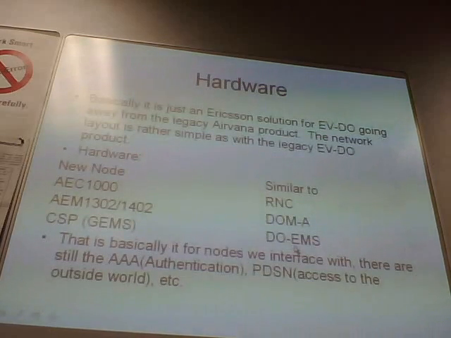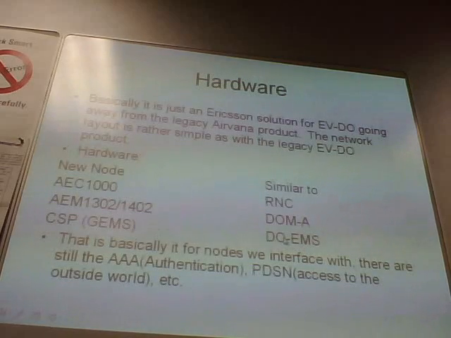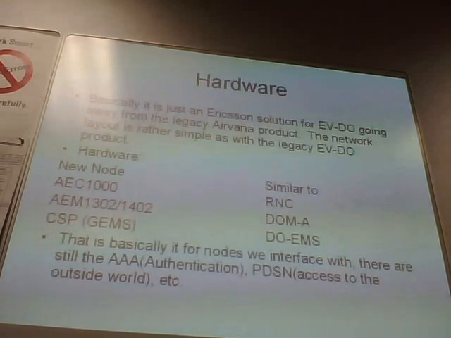If you want to get really technical about it, the newer DOEMSs, like where they just migrated Qualcomm to the new DOEMS, sit on a CCMP 6000. That's a pair of blades, just like GEMS is. It's still just a CSP. It's the same thing, just different software. Other than that, you still have the basic same nodes: your AAA for authentication, your PDSN to get out to the outside world, those types of things.